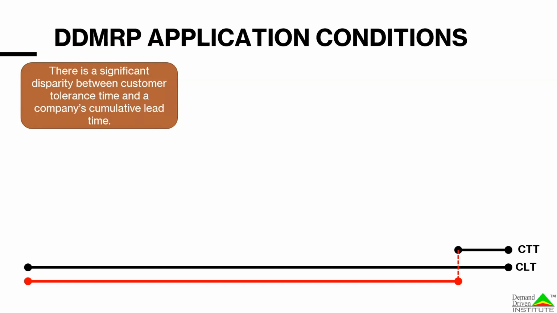Led by the internet, online marketplaces like Alibaba, Amazon, drones, right? Customer tolerance time is 0 in many cases, right? And this is just reality.